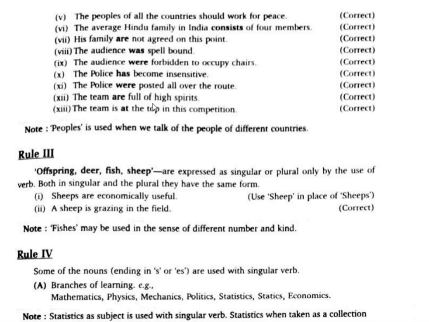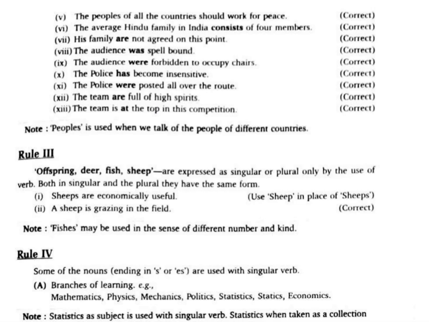Okay. The team: when you mean a single unit, you are using the singular form of the verb. But when you mean it's separate, the audience means each of them, they were forbidden to occupy chairs. So the audience was spellbound: when you are talking about that as a unit, in that case you have to use the singular form. So you have to remember when you can use the plural form of the verb and the singular form of the verb. That's a very important one. We have seen the details. Now here we have seen some examples in this case.